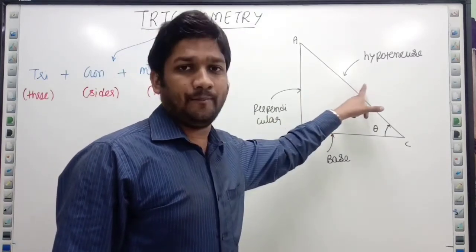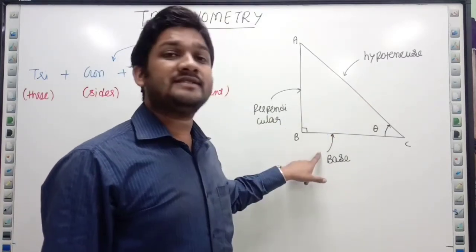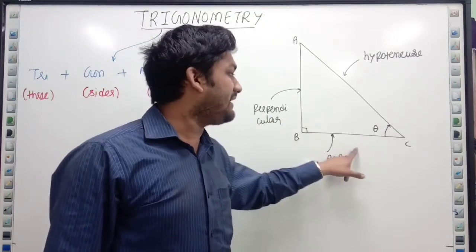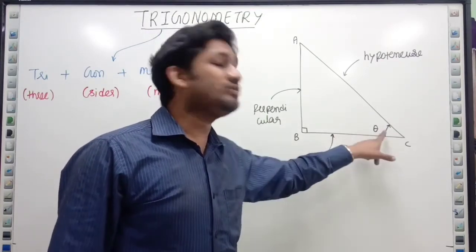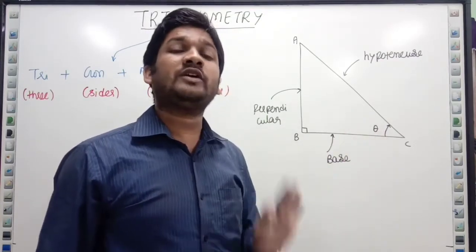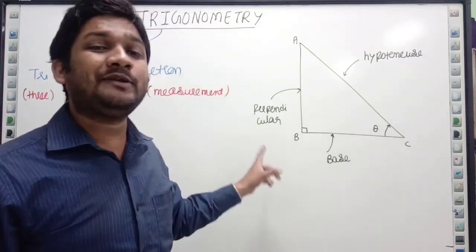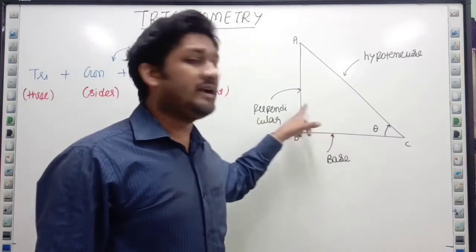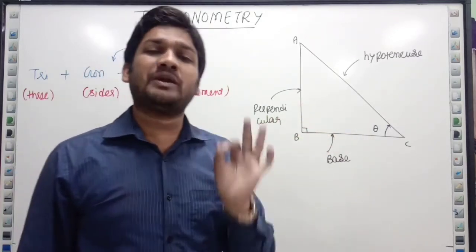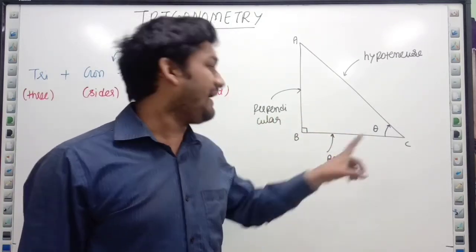What is base? Base is adjacent to the right angle and adjacent to the angle theta. And perpendicular is opposite to angle theta. To define base and perpendicular, we have to define the angle.